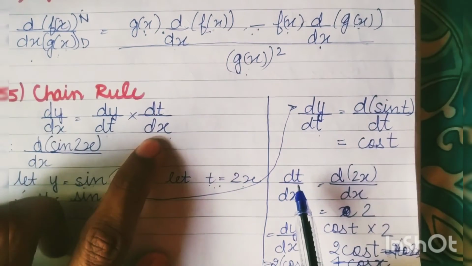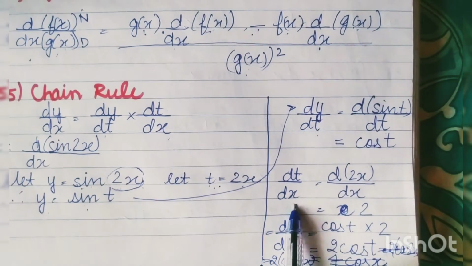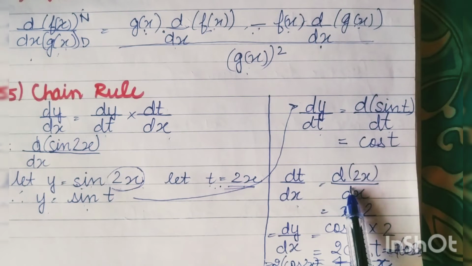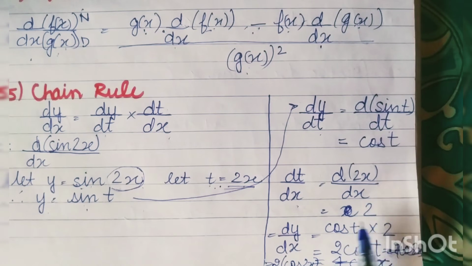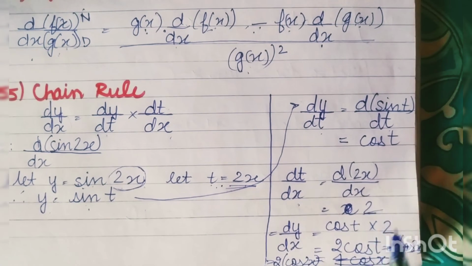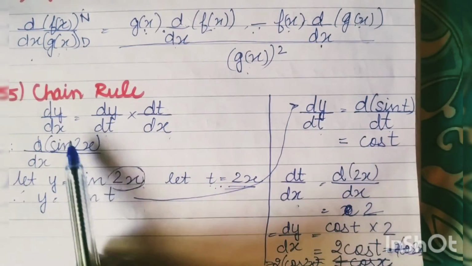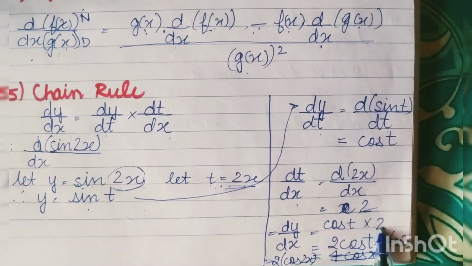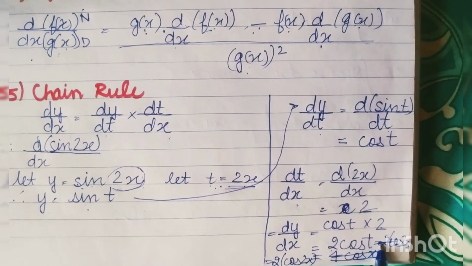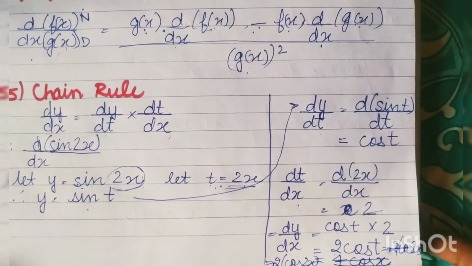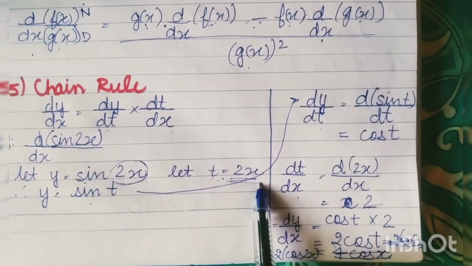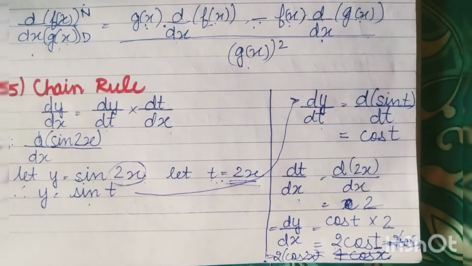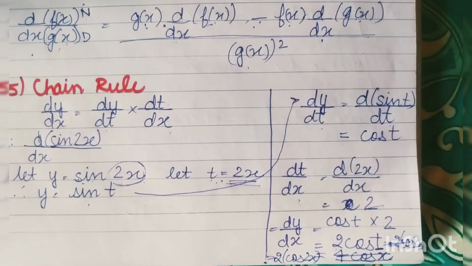Now second part, differentiation of t with respect to x. T we have taken as 2x, so we will do its differentiation, that is d(2x) upon dx, that is nothing but your 2. Now you will multiply both these, that is cos t into 2. When you multiply, you will get 2 cos t. Now you may be wondering that your answer is complete. But no, your answer is not complete. You have taken t as 2x. So first you will replace t as 2x and then you will write 2 cos 2x. This is your final example.